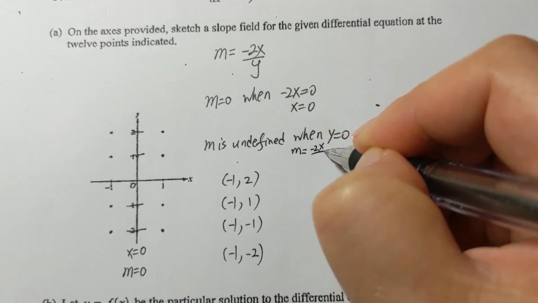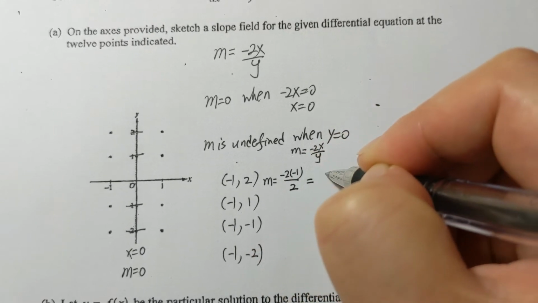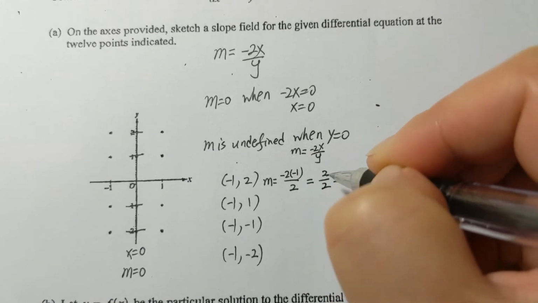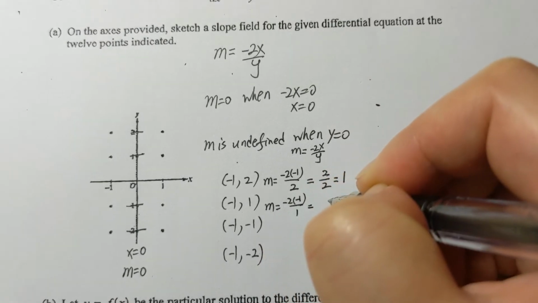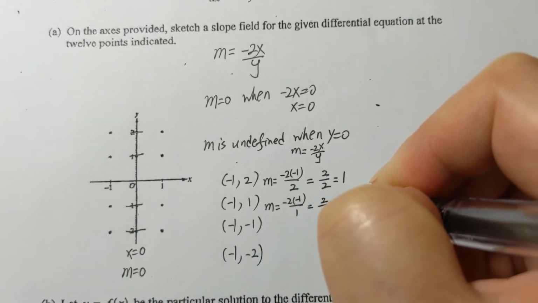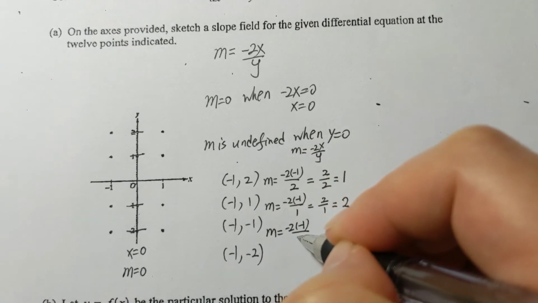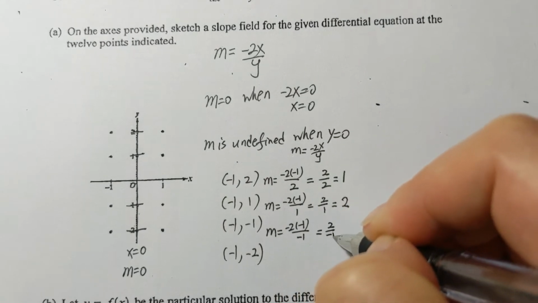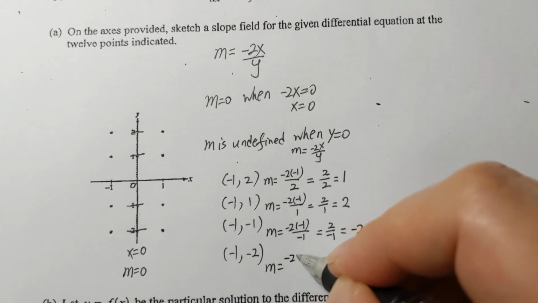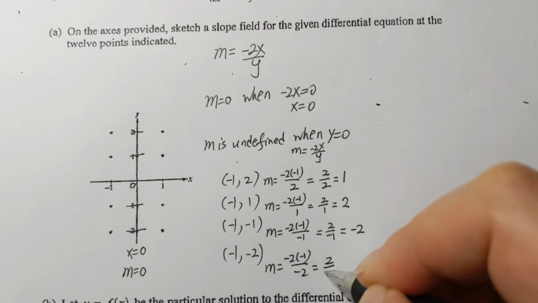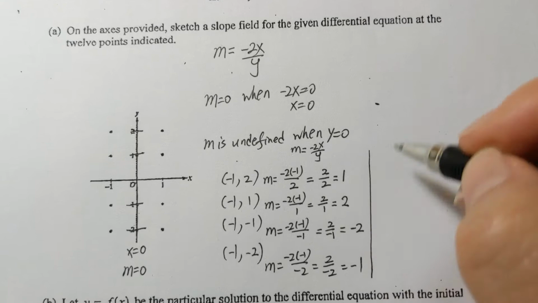So m equals negative 2x over y. So m equals negative 2 times negative 1 over 2. So we got 1. And we get 2. You got negative 2. And negative 1. So let's calculate the other points also.